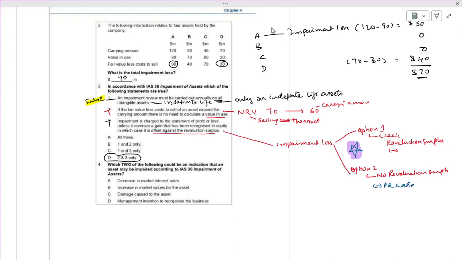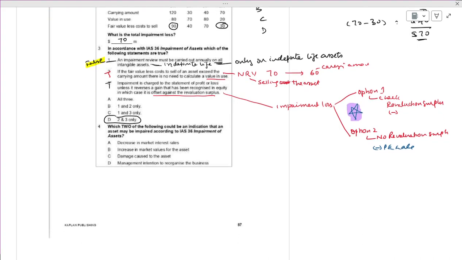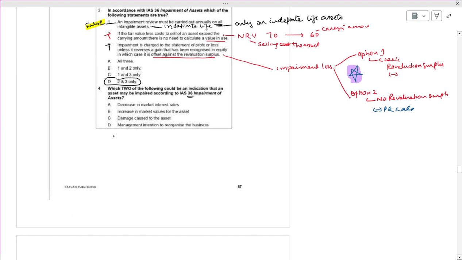Now, Sumaya, tell me, which two of the following could be an indication that the asset may be impaired according to IAS 36? A decrease in the market interest rates. Is it a decrease in market interest rates or an increase in market interest rates?